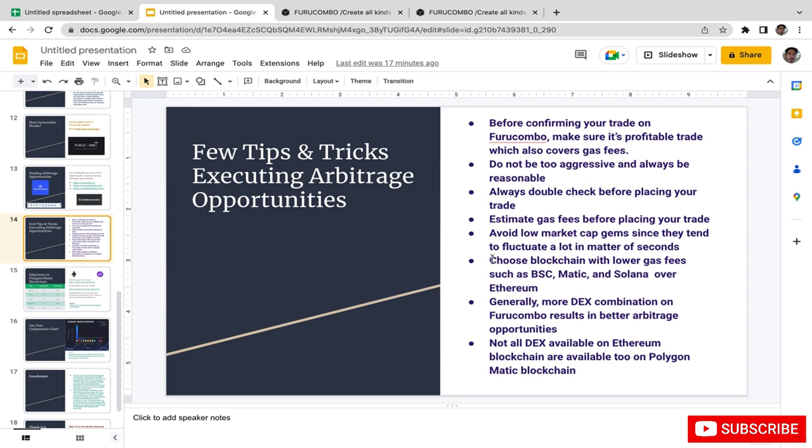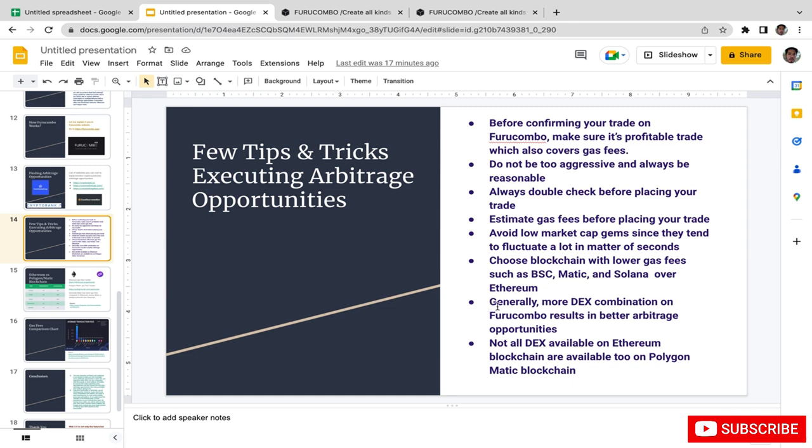The next advice that I have for you is to choose blockchains with lower gas fees. For example, BSC, this is Binance Smart Chain, Matic or Polygon, Solana over Ethereum. That's very obvious, right? I've been saying this over and over again. Choose a blockchain that offers you relatively lower gas fees.